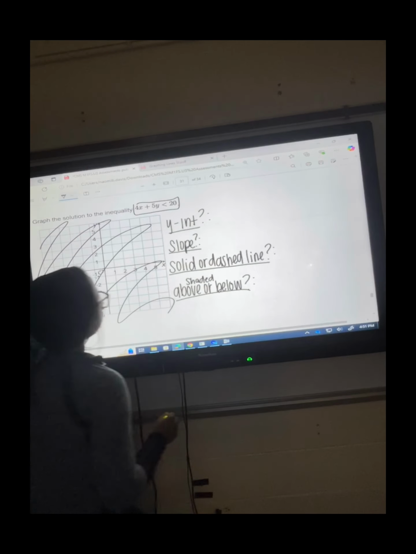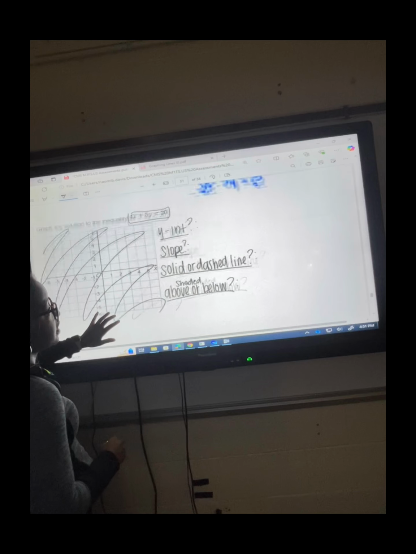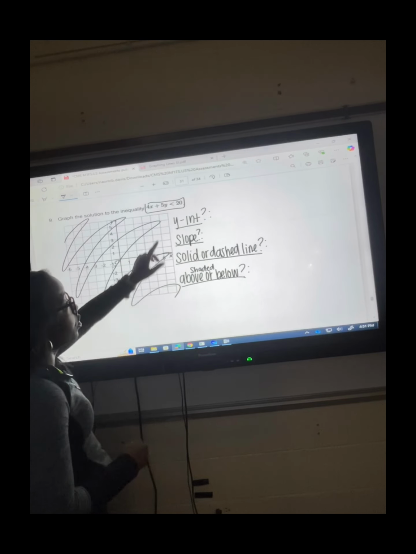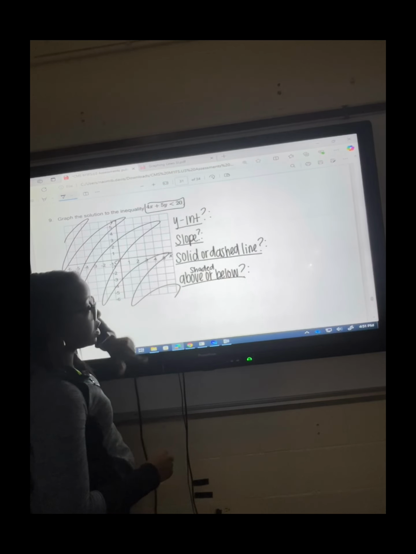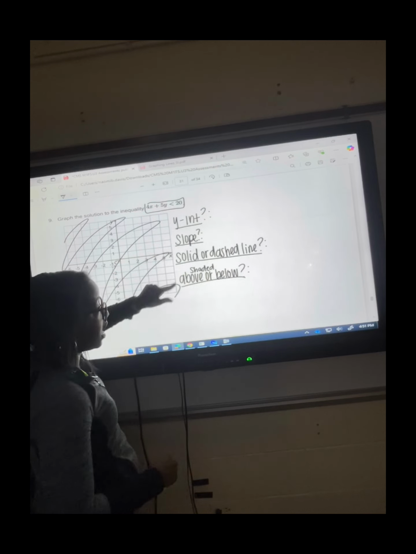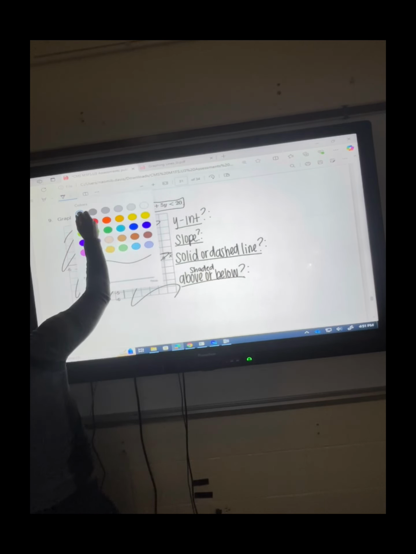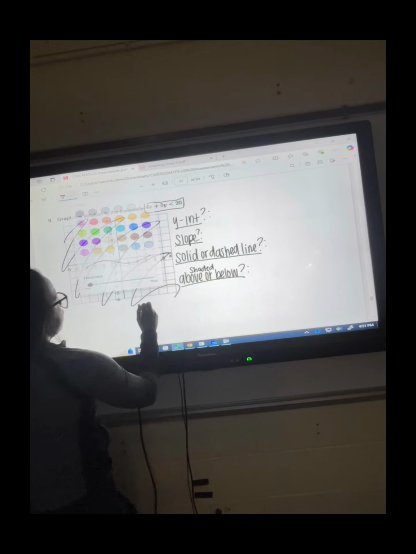Okay? So for this problem, it's not asking you to graph it on the test, it's asking you these 4 questions. What is the y-intercept? What is the slope? Is it a solid or a dashed line? And is it shaded above or below? What you need to do first is solve it.